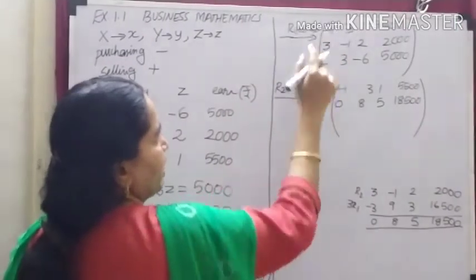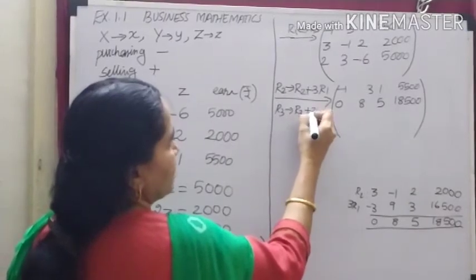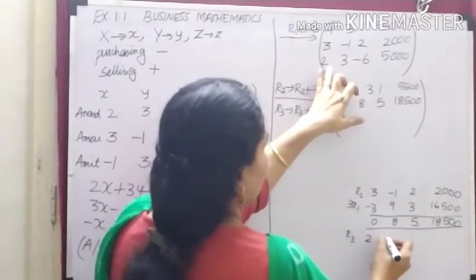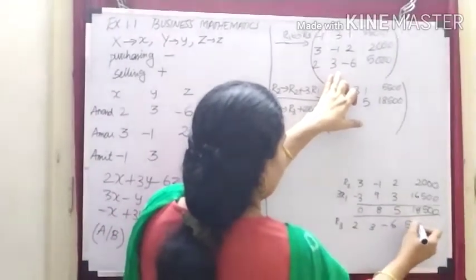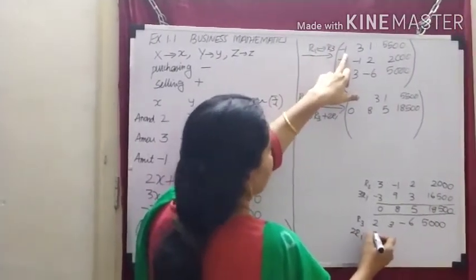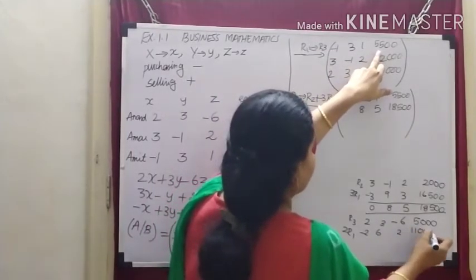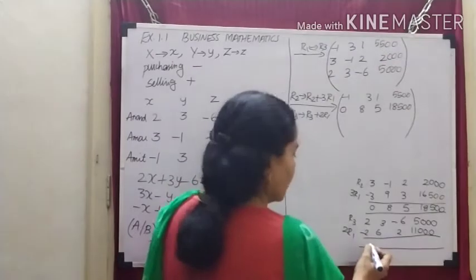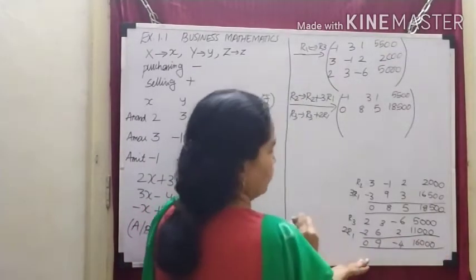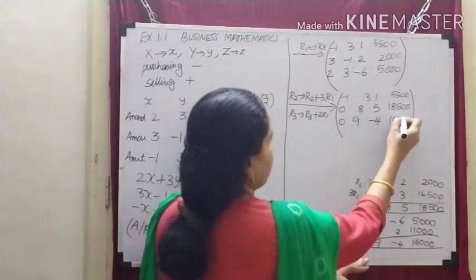Third row. Here 2 is coming, here minus 1 is coming. So R3 becomes R3 plus 2R1. What is R3? Let me write here: 2, 3, minus 6, 5000. I want 2R1. Multiply R1 by 2: minus 2, 6, 2, 11,000. So the third row will be 0, 9, minus 4, 16,000.